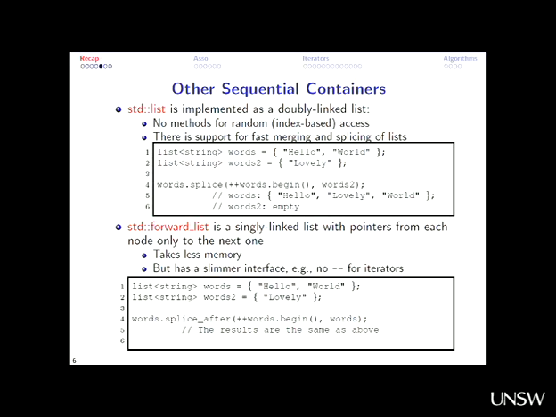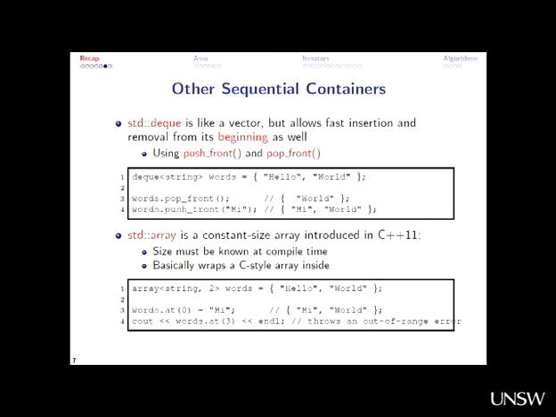We also mentioned the idea of a forward list, which is a singly linked list that has less memory, but a much slimmer interface. So there's no minus iterator, you can't go backwards. There's no size operation on a forward list. We also very quickly mentioned a deque, a double-ended queue, and the C++11 style array.